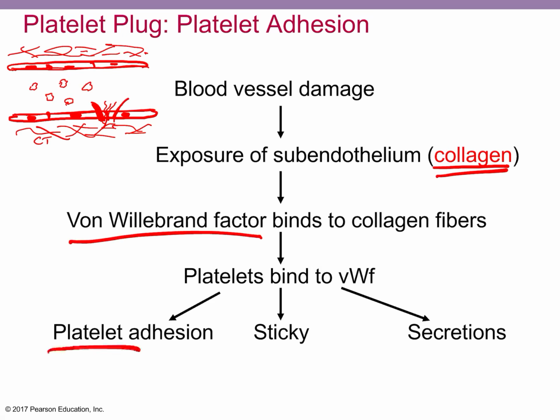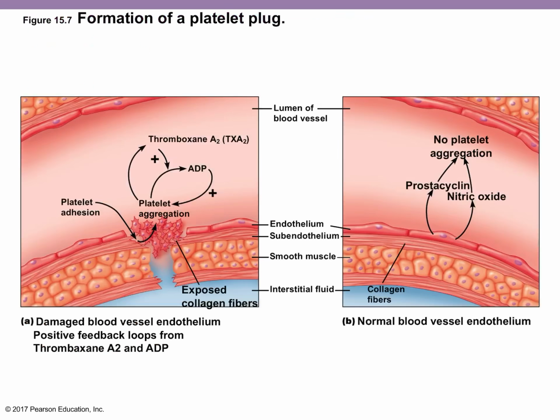And so there actually is a von Willebrand defect. You can have a problem with not making enough von Willebrand factor. It's called von Willebrand's disease. And you have a decreased ability to make these platelet plugs. Okay, so it's really important to maintain the platelet plug. So the first thing we're going to do is make a platelet plug.